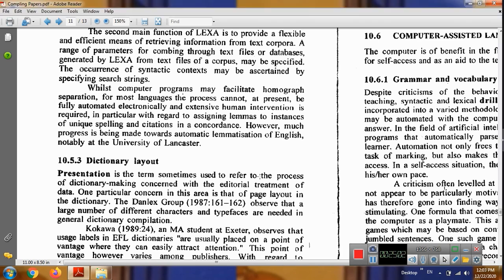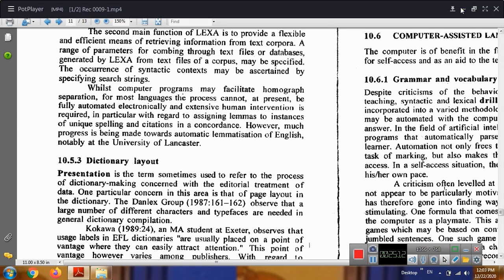Presentation is the term sometimes used to refer to the process of dictionary making concerned with the editorial treatment of data.